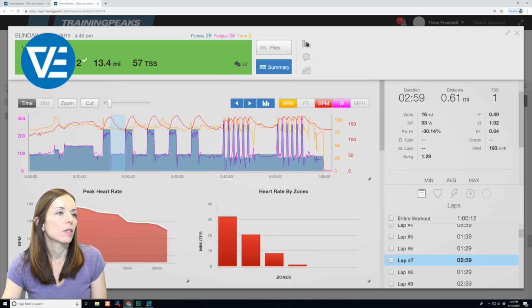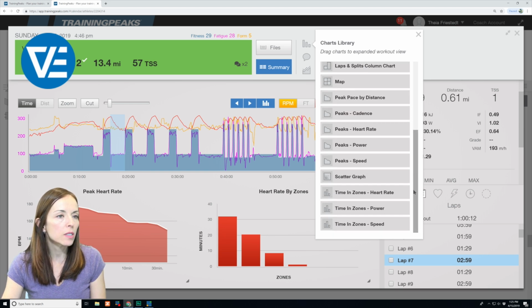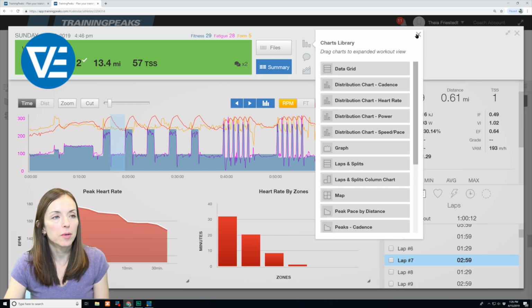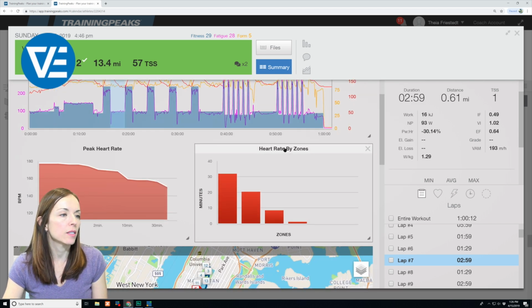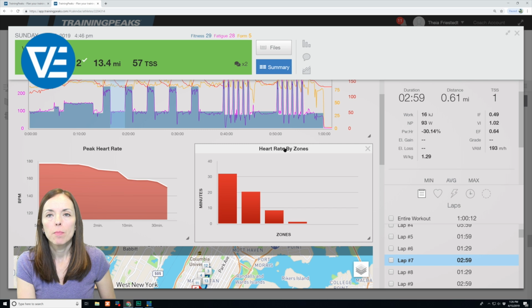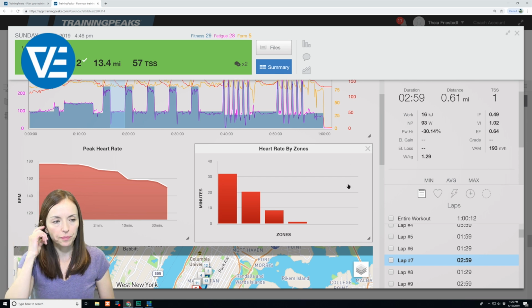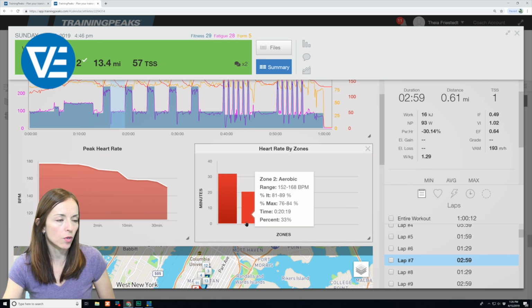There are other graphs and charts. There's a charts library here that you can go to and select all of these other options that you might want to look at, if you want to look at them. I would say that the interesting ones is heart rate by zones. These zones are already standardized in Training Peaks. You can override them, but if you don't, by entering your maximum heart rate, Training Peaks will calculate 6 zones for them. So of course, the bigger the time spent on these higher zones, that means the workout was harder.